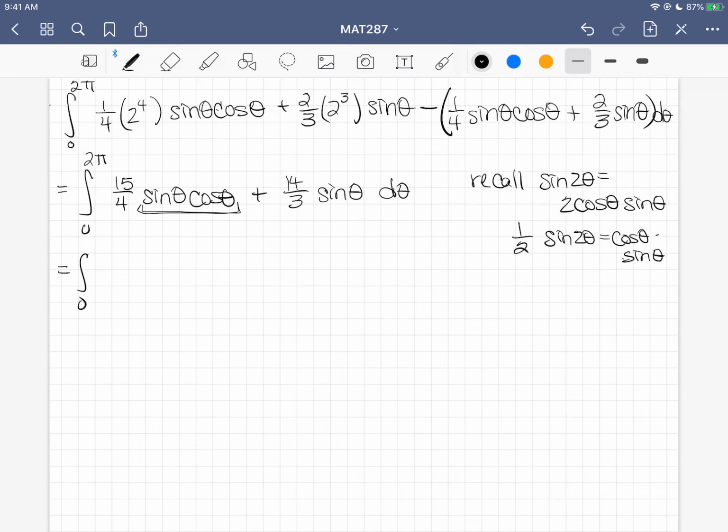I have the integral from 0 to 2 pi of 15/8 sine of 2 theta plus 14/3 sine of theta d theta. And actually, let me split these integrals. So I'm going to put a d theta in here. Integral from 0 to 2 pi d theta.